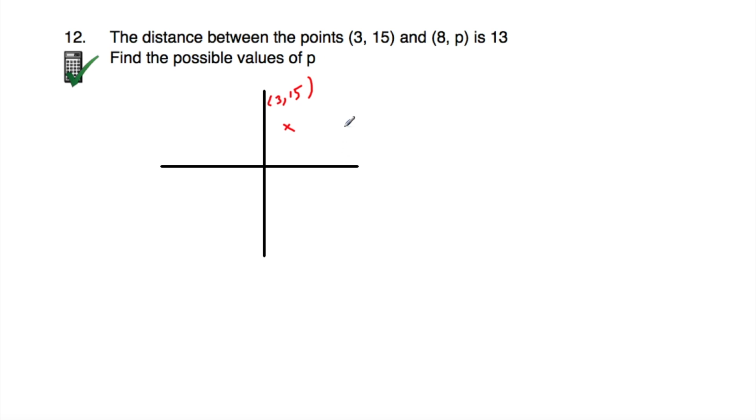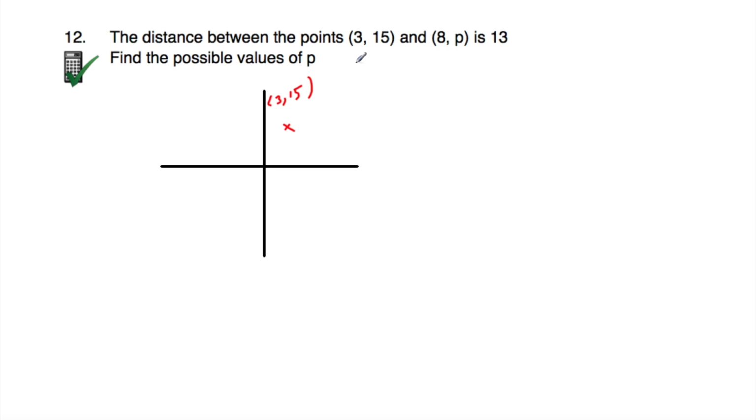And then we're told the distance between it and the point 3, 15 is 13. So that means that the point could be up here somewhere, because it can't be here, because if it was here, that's only 5 across. If it was in a horizontal line, it would only be 5 across, because we've got a horizontal position of 3 and a horizontal position of 8. So it can't be the point 8, 15, but it could be up here somewhere.